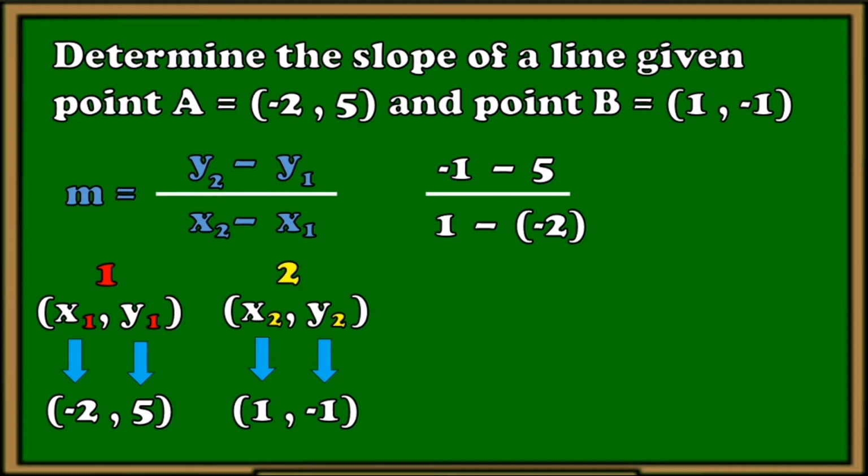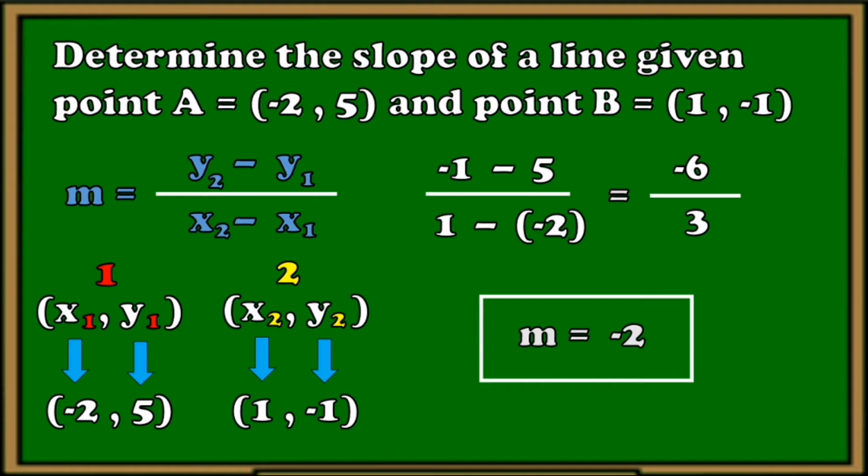After substituting the values, now let's just simplify. -1 minus 5 is equal to -6. And 1 minus -2 is equal to 3. Now we have -6 over 3. The simplified form of -6 over 3 is -2. Our slope is -2.